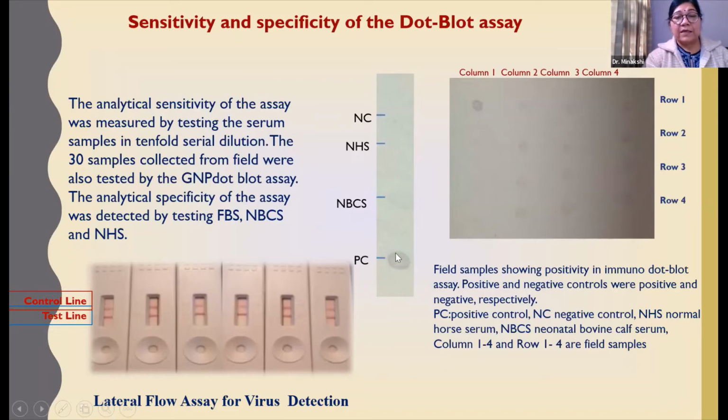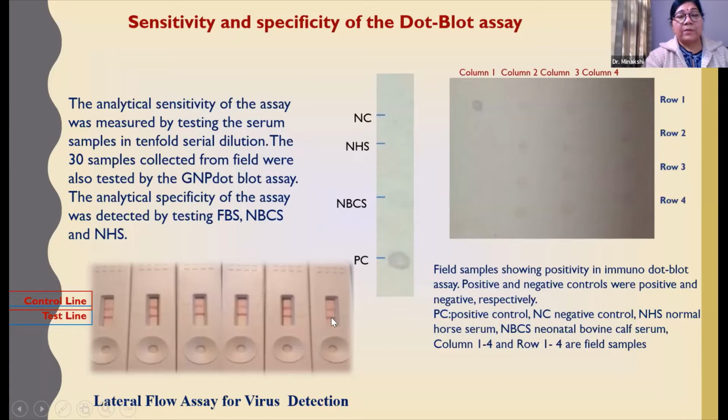So we can see here the dot, and this membrane shows the 30 samples result from the field samples we collected, and you can see almost 50% of samples are positive by using this test. Within half an hour or maximum 1 hour, it can be used to detect the samples positive or negative. And further advancement has been carried out for the lateral flow assay.